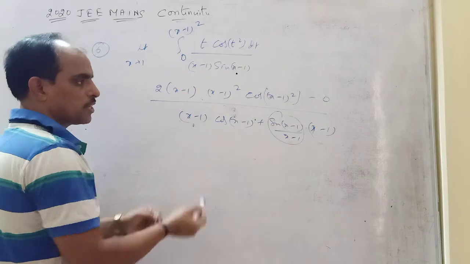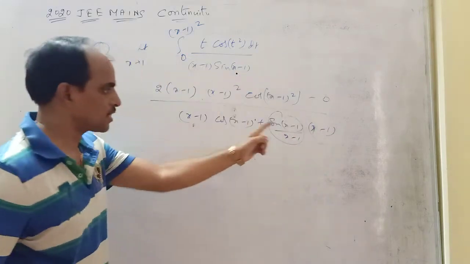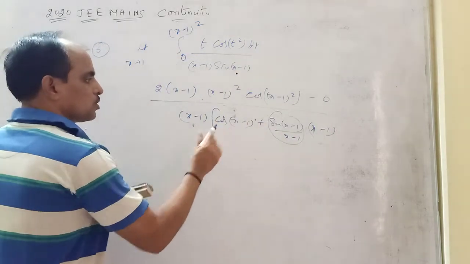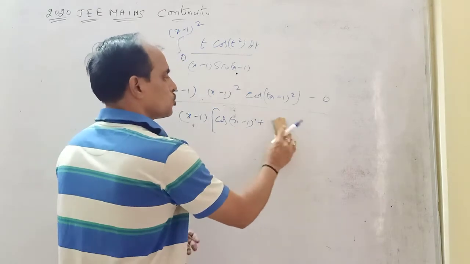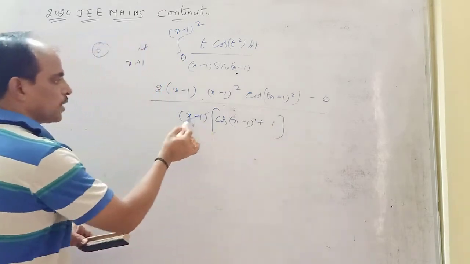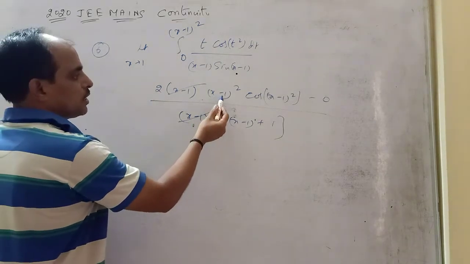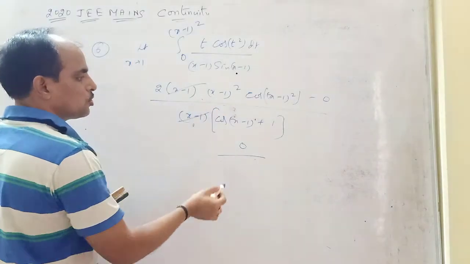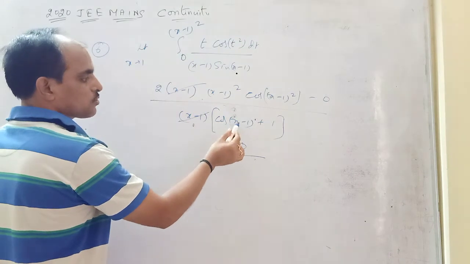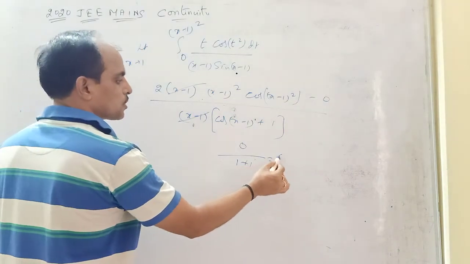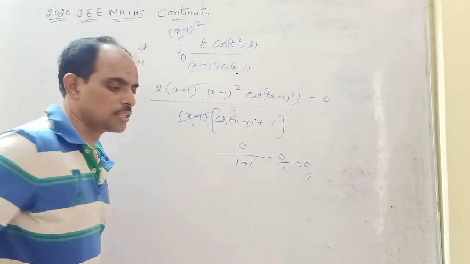Now you can take x minus 1 as common in the numerator and the denominator, so x minus 1 cancels. Now you apply x equal to 1. Numerator will be 0 and denominator will be cos 0 plus 1, which is 1 plus 1, so 0 by 2. Now the answer is 0.